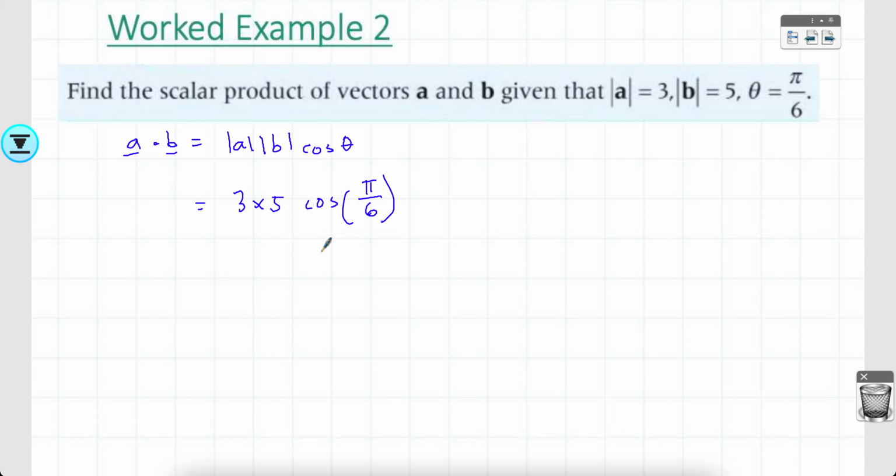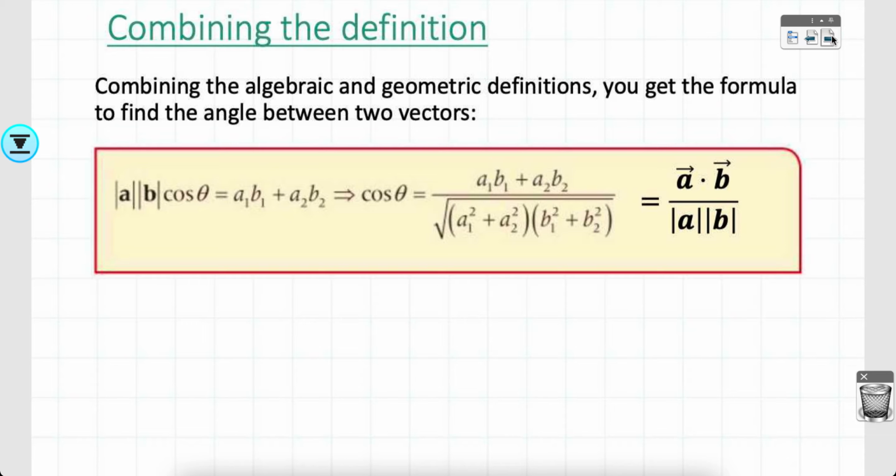This is where you're expected to see these questions in non-calculator papers. Cos pi over 6 will just give you root 3 over 2. So you have 15 root 3 over 2 as the final answer. So that's the scalar product. So it's fairly simple how to do the scalar product, but do have a look at the different questions.